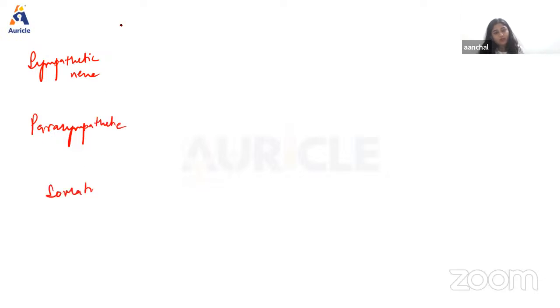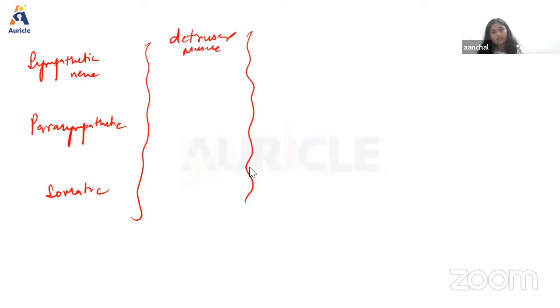Another thing we have to learn about is the function and nerve supply. When we talk about the sympathetic, parasympathetic, and somatic nerves, we are going to learn their action on the detrusor muscle, the internal sphincter, and the external sphincter.